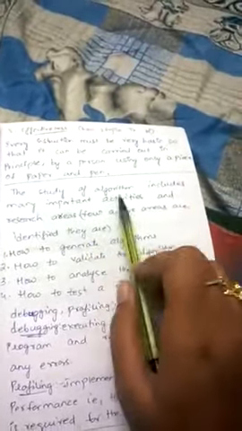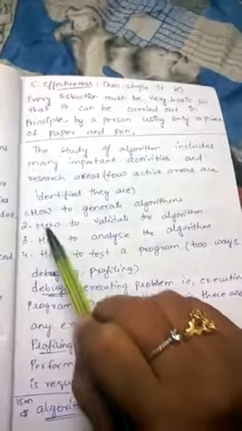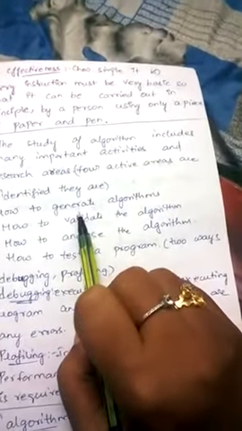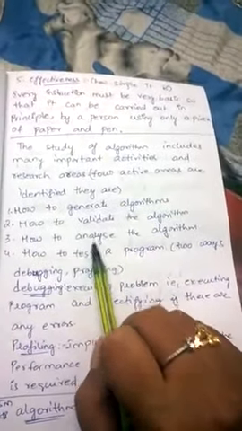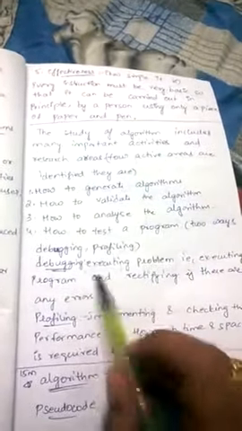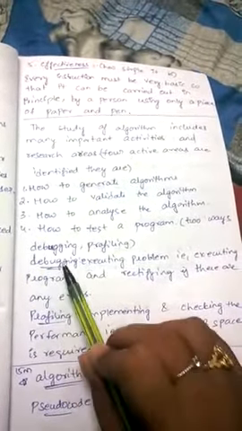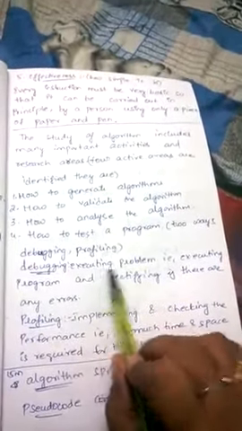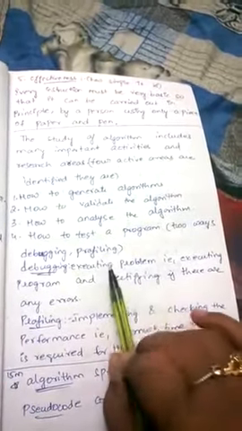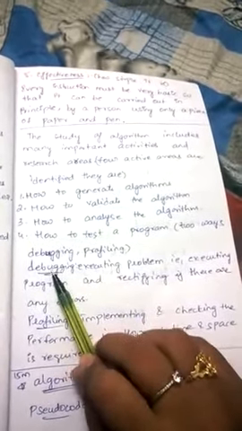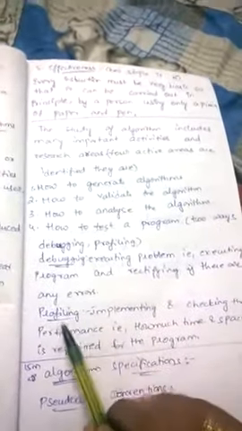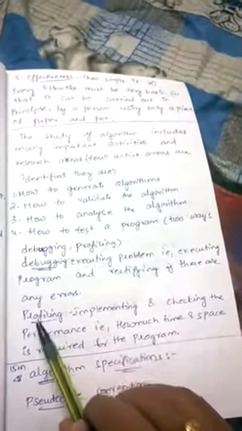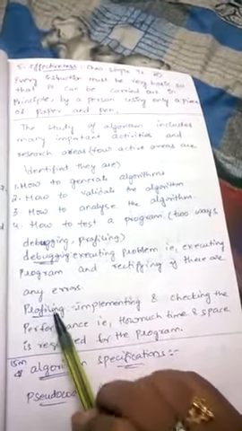Okay. Now, the study of algorithm has many activities. Out of them, four are very important. The first one is how we can generate the algorithm, how we can validate, means how to verify the algorithm, how to analyze, and how to test the algorithm. These two terms are very important in DA. Debugging means executing the program and rectifying the errors. Like, we are executing the program, and if we get any error, we are rectifying them. So that is called debugging. Profiling means we are checking the performance of the algorithm, that is called profiling.